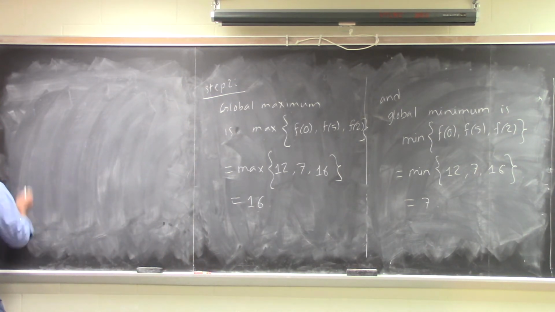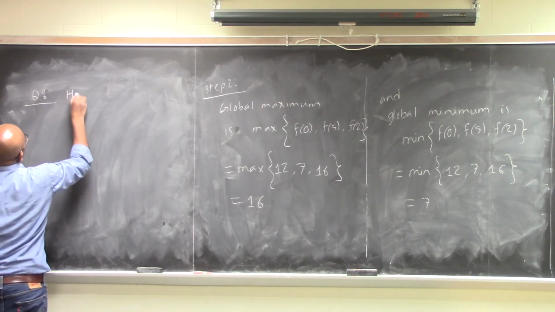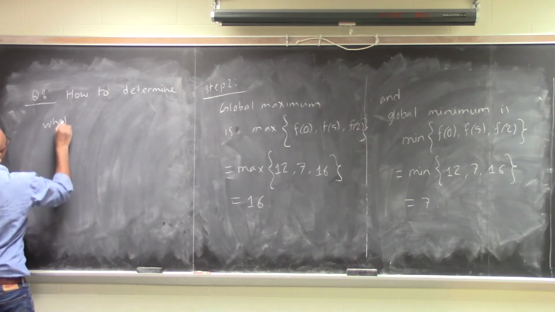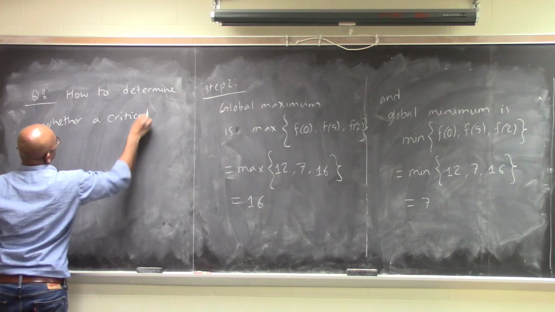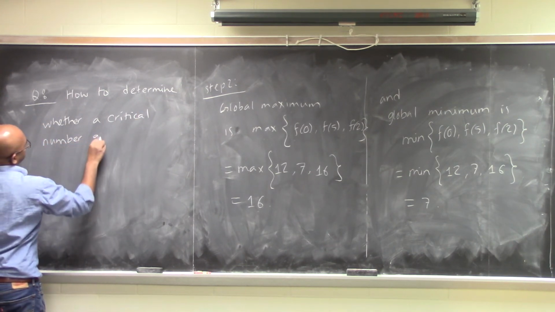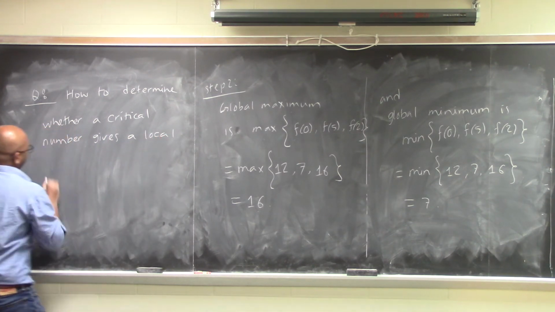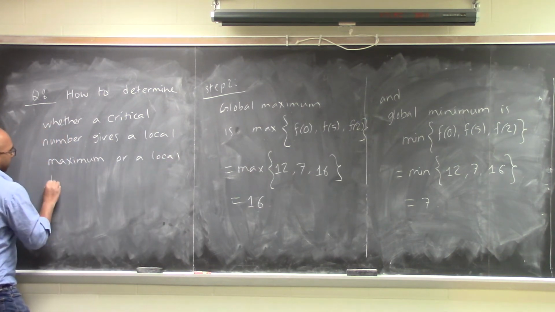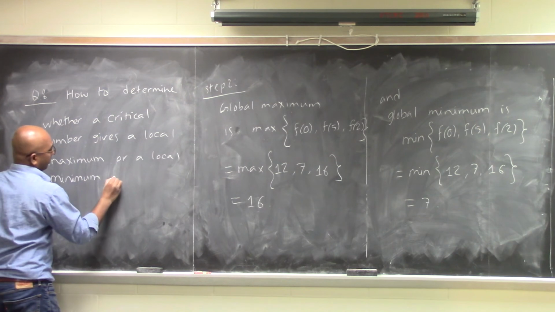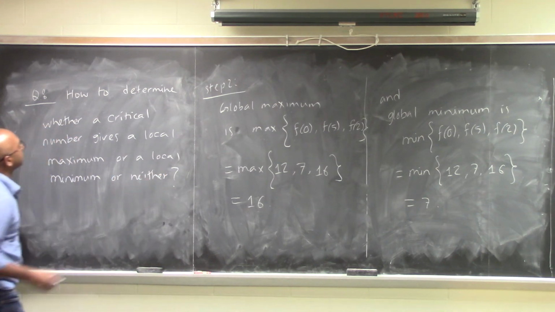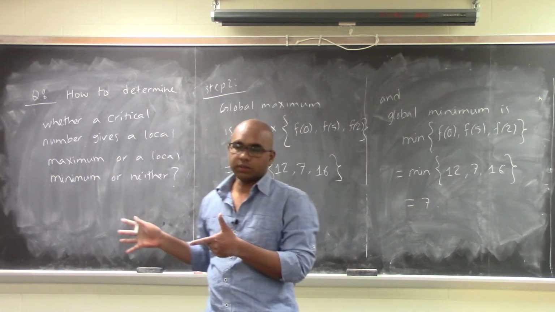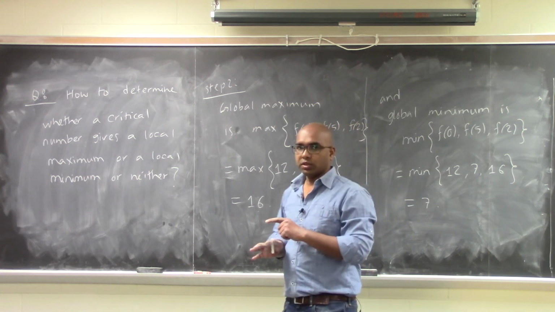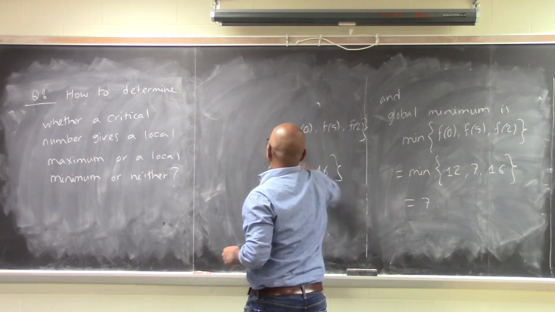So what is the question now? How to determine whether a critical number gives a local maximum or a local minimum or neither. So that's the question. We're going to leave this question here. I'll tell you right now how to figure out that question, but we will not solve it. The idea is pretty simple. So what is the idea?